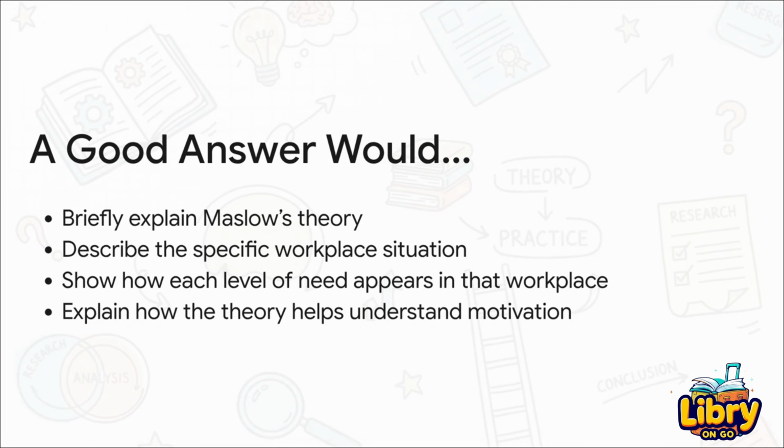So, using our plan, what does a great answer look like? Well, it wouldn't just be a description of Maslow's pyramid. No way. It would start with a quick explanation of the theory. That's step 1, identify. Then, it would describe the specific workplace you're looking at. That's step 2, understand. Then, and this is the crucial part, it would go level by level through that pyramid and show how each need, safety, belonging, etc., actually shows up in that office. That's steps 3 and 4, use and link. And finally, it would wrap up by explaining what all this tells us about motivating those specific employees. And boom, that's step 5, showing the result.